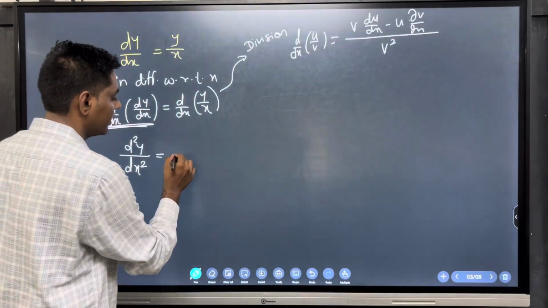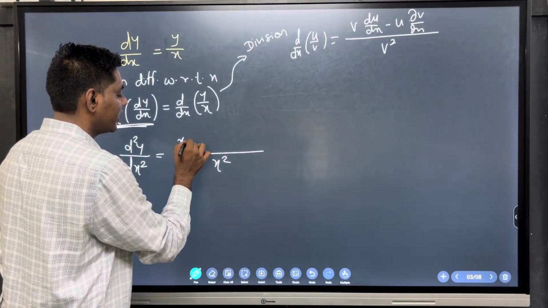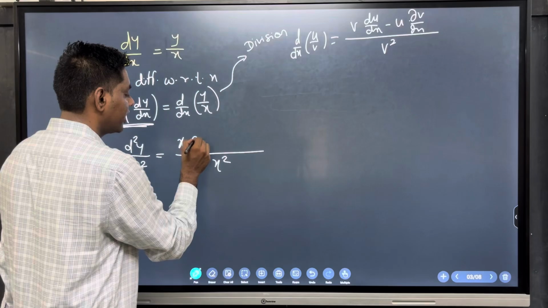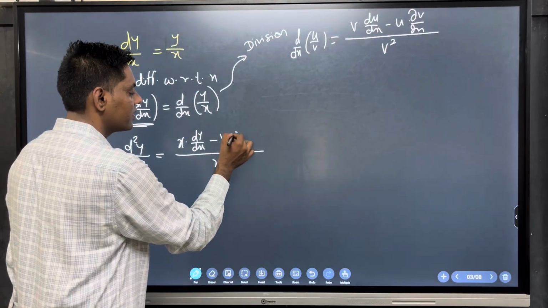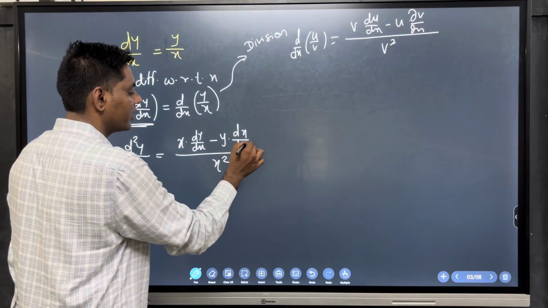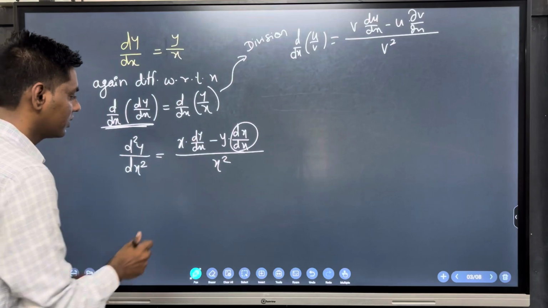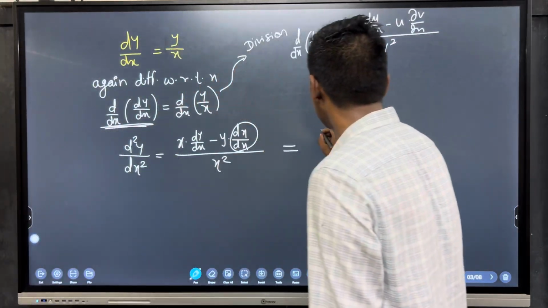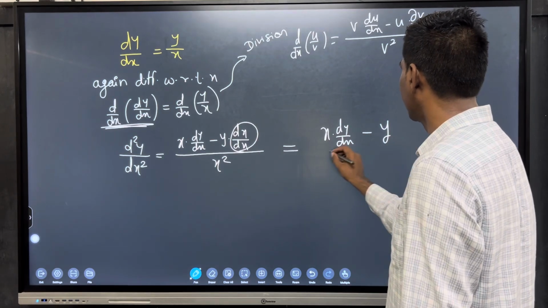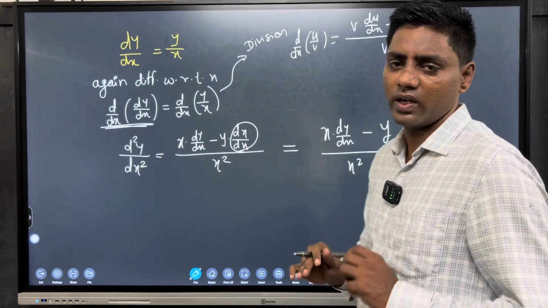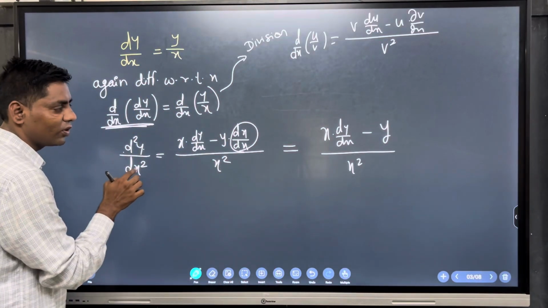So let's start here. So x square as it is in the denominator, just square the denominator. Take the derivative of the numerator, that is dy by dx, minus the numerator, that is y as it is, times the derivative of the denominator. So what is the derivative of x with respect to x? That is 1. So what we get here as the answer is x into dy by dx minus y, divided by x square, and simple, just by multiplying, this is the answer of d square y upon dx square.